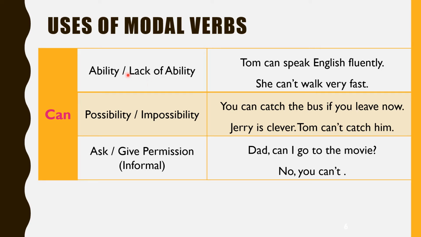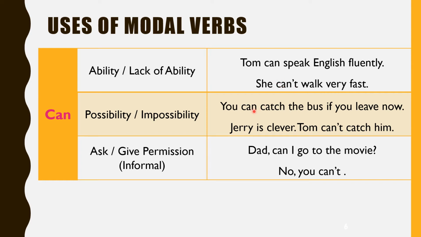Now to start with the first category, to express ability and lack of ability, the example here is Tom can speak English fluently. So it is the ability of Tom to speak English fluently. He can speak English fluently, so he is able to speak fluently. So we are using can. She can't walk very fast, which means the lack of ability of her to walk fast. So this one is to express ability, this one is to express lack of ability. We just have to add not to can.